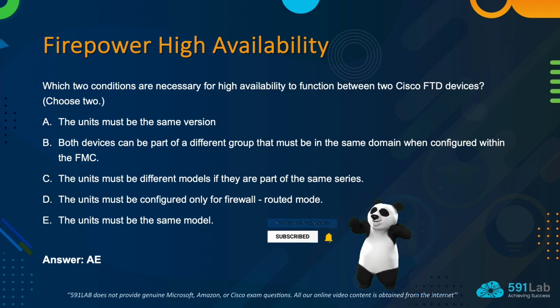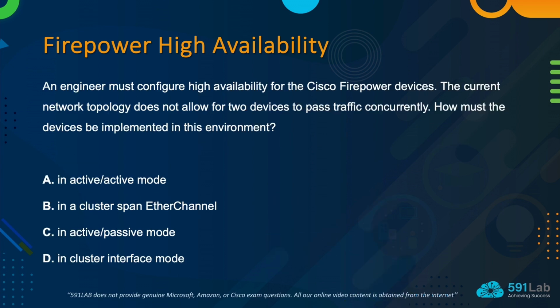Let's look at the next question. So the second question is, an engineer must configure high availability for the Cisco Firepower Threat Defense devices. The current network topology does not allow for two devices to pass traffic concurrently. How must the devices be implemented in this environment? Let's continue with Firepower high availability architecture to answer this question.